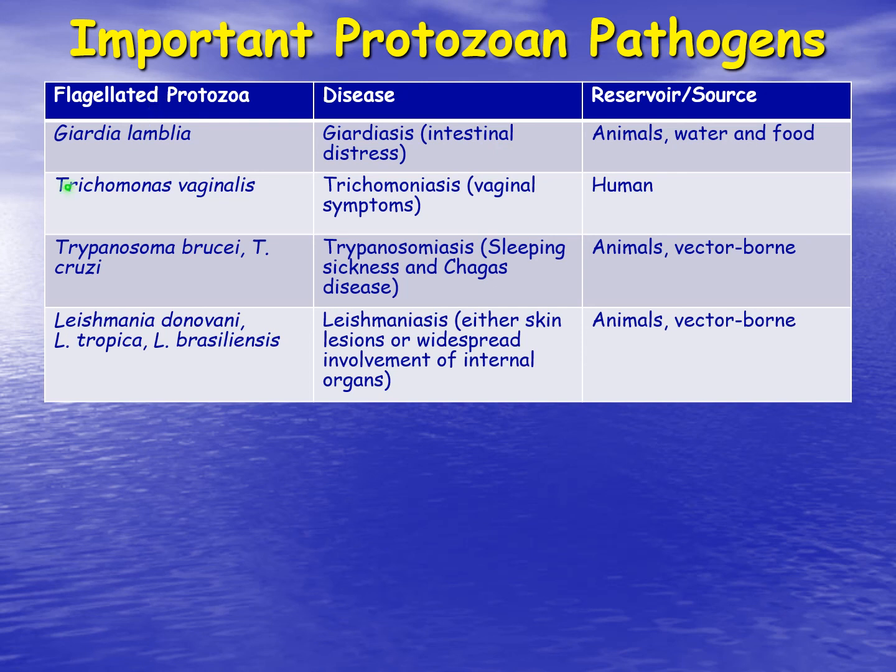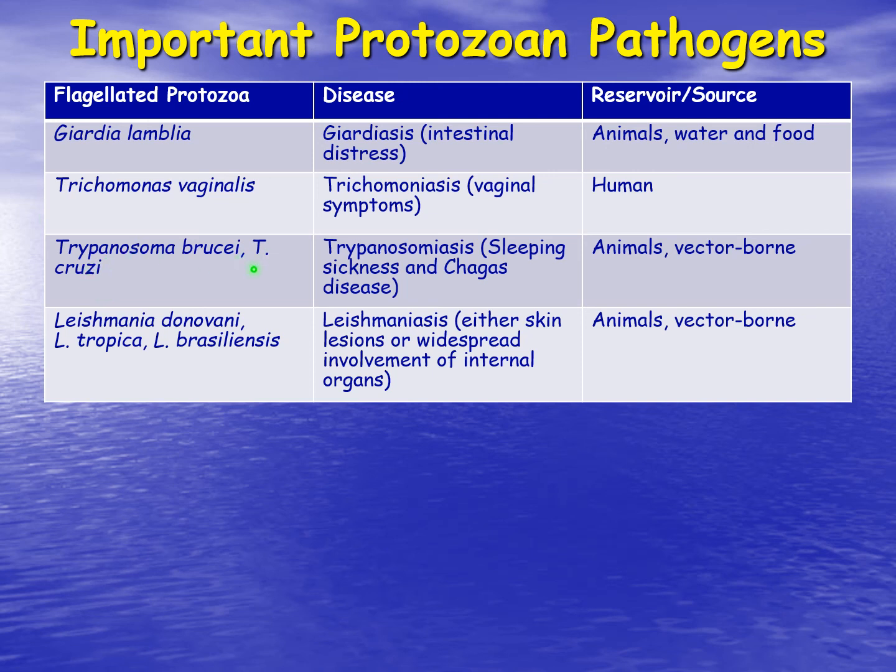Another flagellated protozoan is Trichomonas vaginalis. This causes trichomoniasis. This actually occurs in humans, and this causes a severe vaginitis in the female and can cause a urethritis in the male. And in fact, Trichomonas vaginalis is considered to be a sexually transmitted infection.